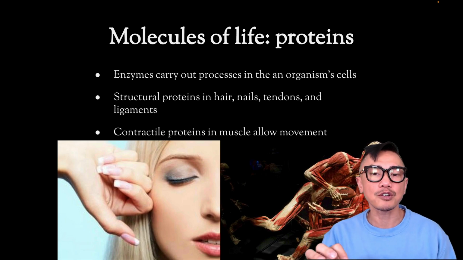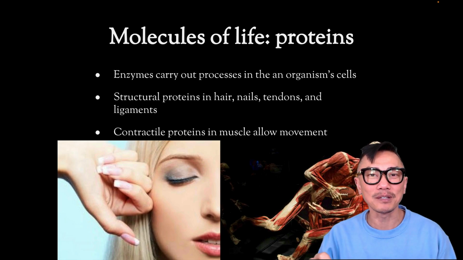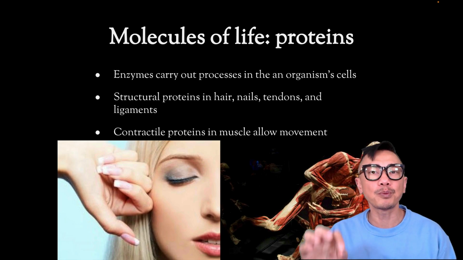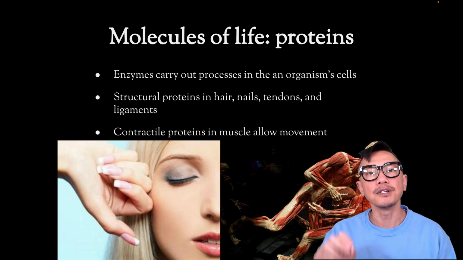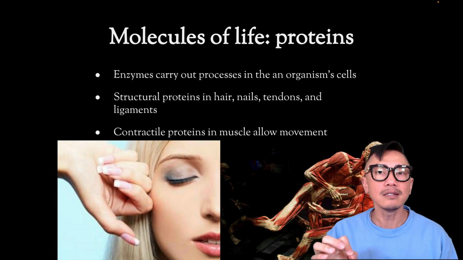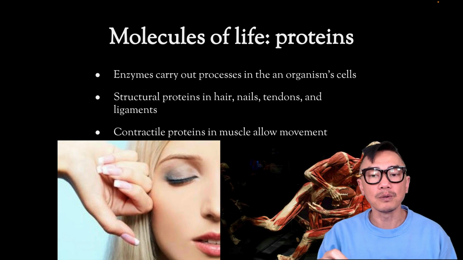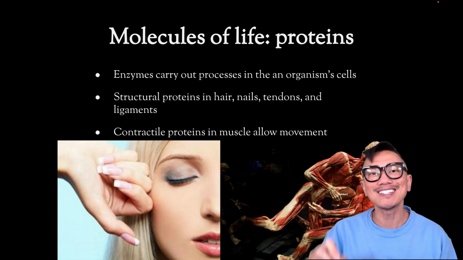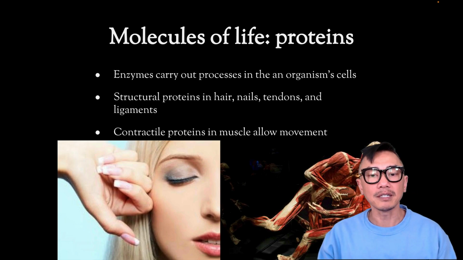Proteins provide structure in our hair, nails, skin, tendons, and ligaments. Keratin is the protein found in our hair and nails. Collagen is the protein that keeps our skin elastic. Tendons, like our Achilles tendon, connect muscles to bones, and ligaments, like our ACL, connect bones to other bones. Finally, proteins in our muscles allow us to move.